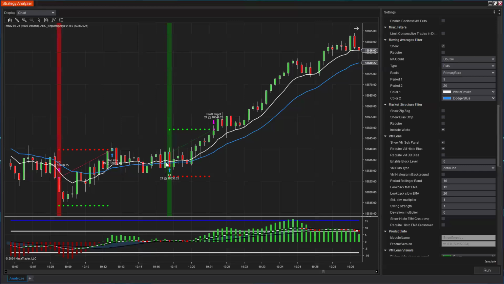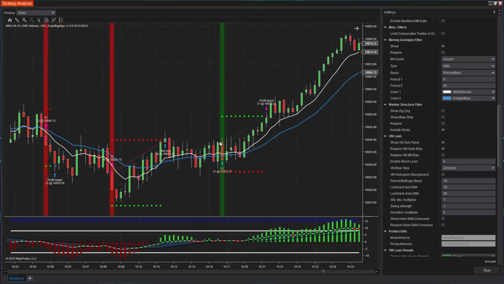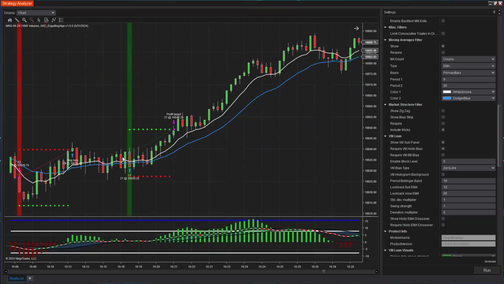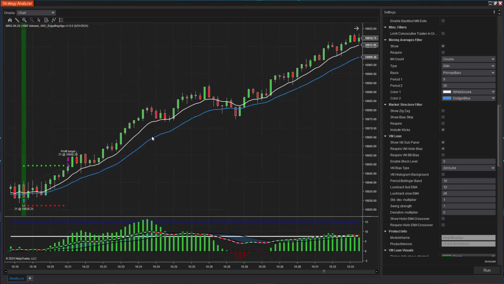The target's a little bit far, but the stop was in a decent location. And then this one, I'm actually not too crazy about this one because of the fact that it's kind of toward the highs here, but otherwise stops and targets are good. Could have got a little bit more out of the target.